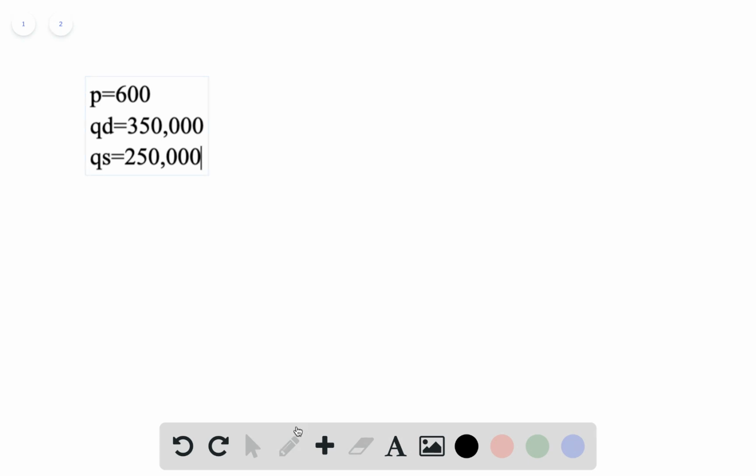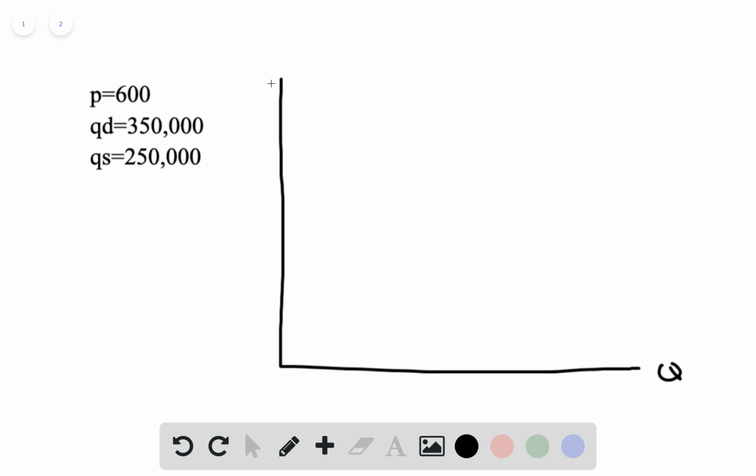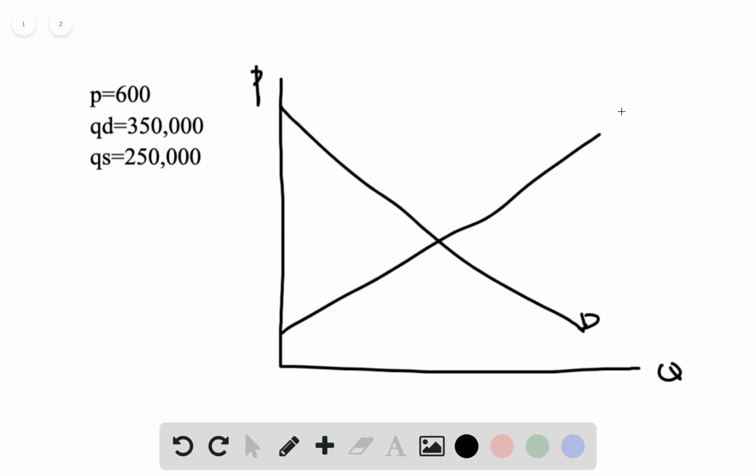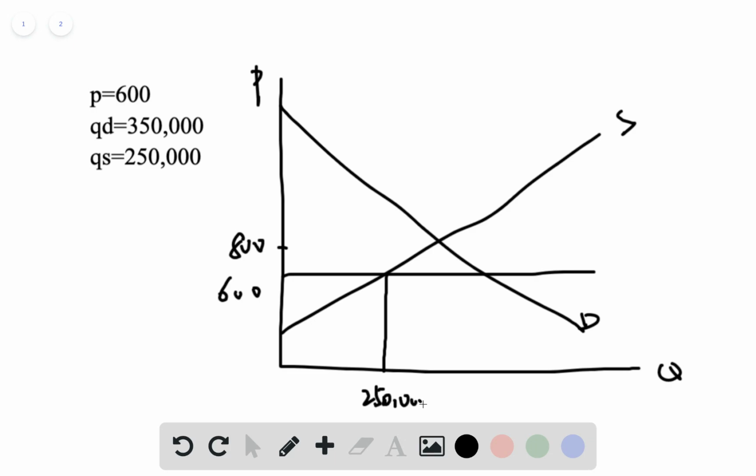So we need to draw a graph to illustrate. Okay, so let's firstly draw the graph. We have quantity, we have price, we have the demand curve and supply curve. We know that the equilibrium price is 800 and the equilibrium quantity is 300,000. But now, because of this price ceiling, the price in the market is 600. So if that's the case, the quantity supplied is 250,000 and quantity demanded is 350,000.